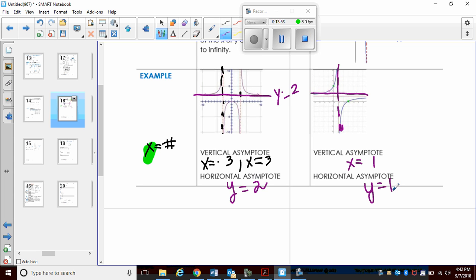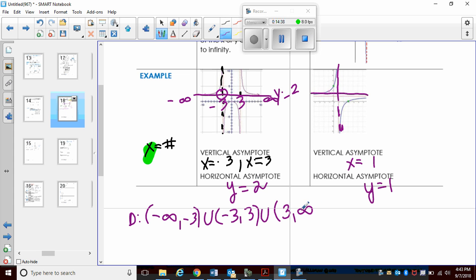Okay? Now, if I wanted to do the domain and range based off of this, my domain, if I look at my x values, where I have asymptotes, I kind of know where my holes are. So from negative infinity to -3, and then -3 to 3, and 3 to positive infinity. That's what the domain looks like. So I could literally write negative infinity to -3 with parentheses, put a U for union, and then -3, comma 3, and put another U for the union, and then 3 to infinity.